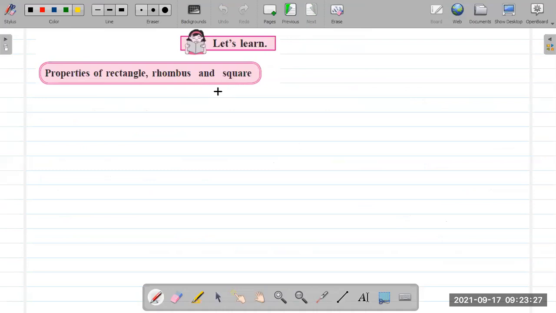Okay. So far what we have done, we have looked at the properties of a parallelogram, right? Then how to prove the quadrilateral is a parallelogram. Okay. But now we are going to look in detail about the special property of diagonals of these shapes.